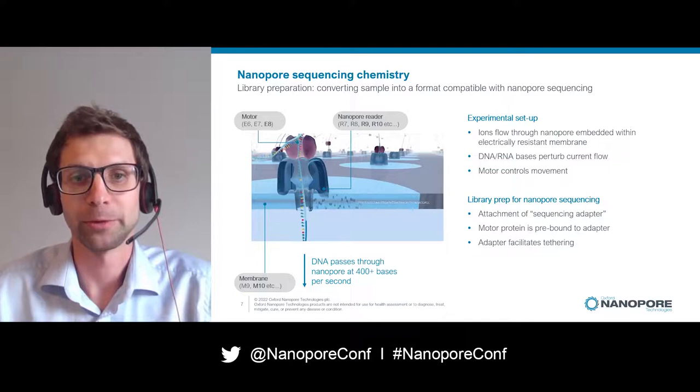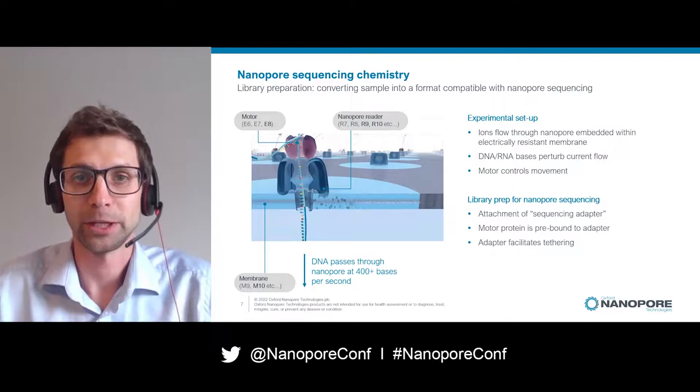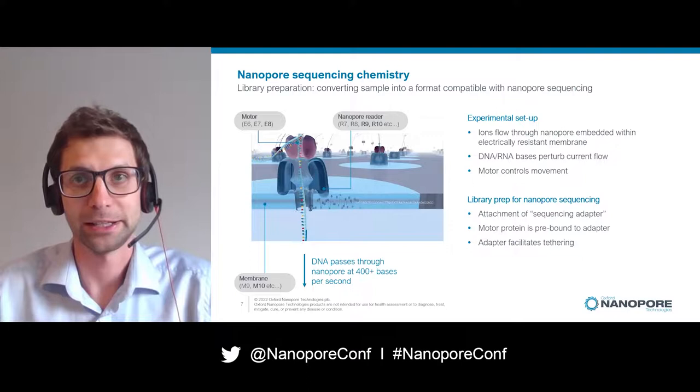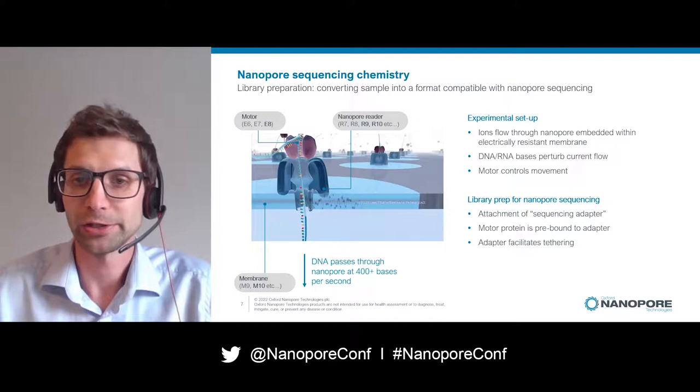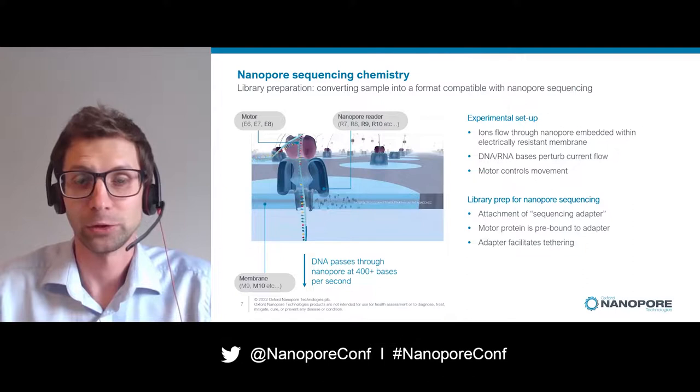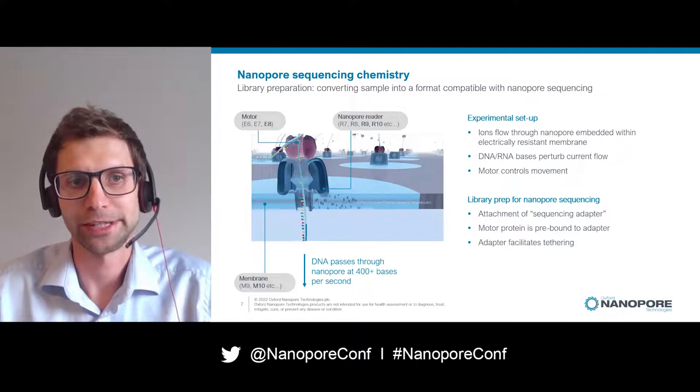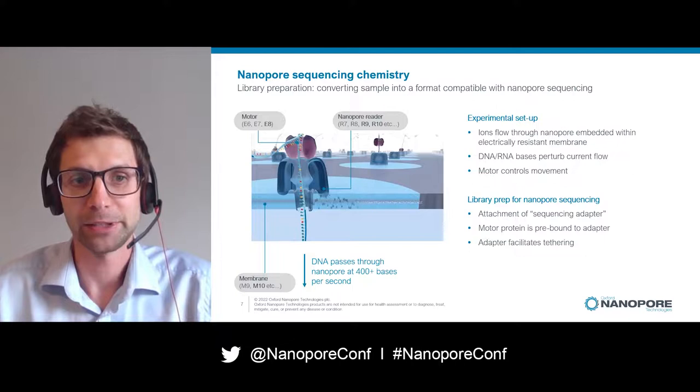During the sequencing, we apply voltage to create a flow of ions to create a current that runs through this electrically resistant membrane. As we pass DNA or RNA molecules through the nanopore, we create specific perturbations in the current that can then be translated into DNA or RNA nucleotides. Ultimately, in very simple terms, library preparation is converting your DNA or RNA sample into a format that is compatible with nanopore sequencing. And this means attaching sequencing adapters.